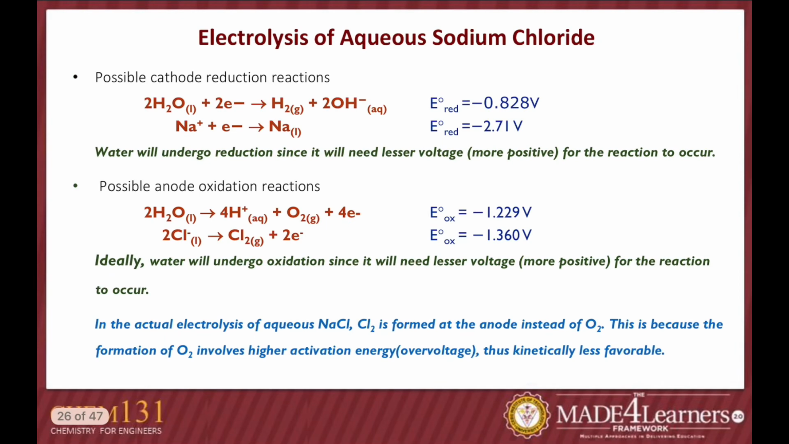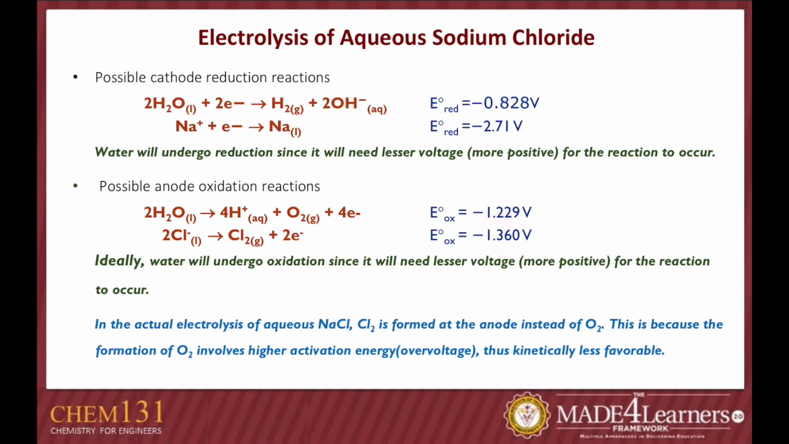So from the reduction table, for water, again, it needs 0.828 volts. And for sodium, it needs 2.71 volts. So it's very obvious, water needs much less. So water will undergo reduction to produce hydrogen gas. And then at the anode, it's either the formation of oxygen gas or chlorine gas, and there is only a small difference between the two. For water to undergo oxidation, it needs 1.229 volts. And for chloride oxidation, it needs 1.36 volts. So looking at these values, we can say that water will undergo oxidation because it needs a lesser voltage.